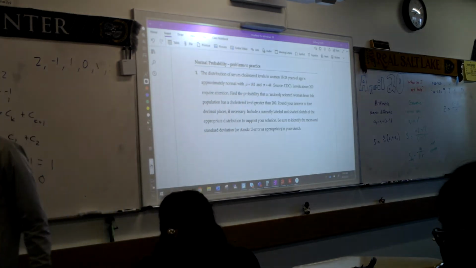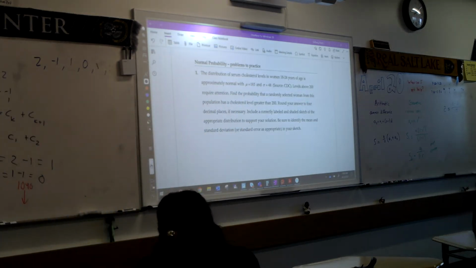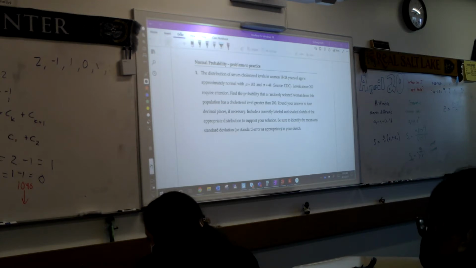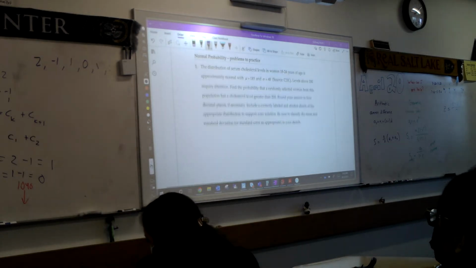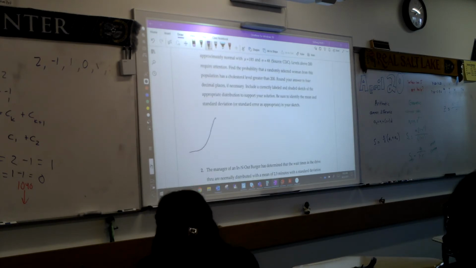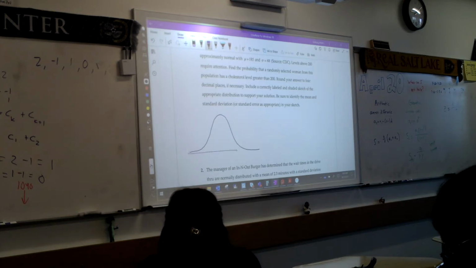Alright, well let's go through and do this one, okay? So I'm going to draw a normal curve because I've been told they're normally distributed, right? What is the mean of this normal distribution? And what is the standard deviation? Mine are never perfect, but there we go. That's actually better than normal.